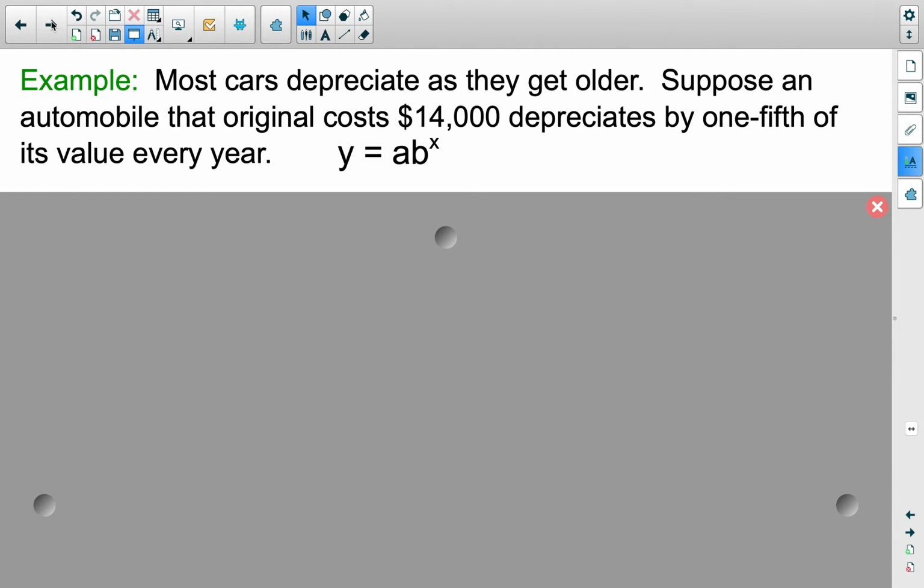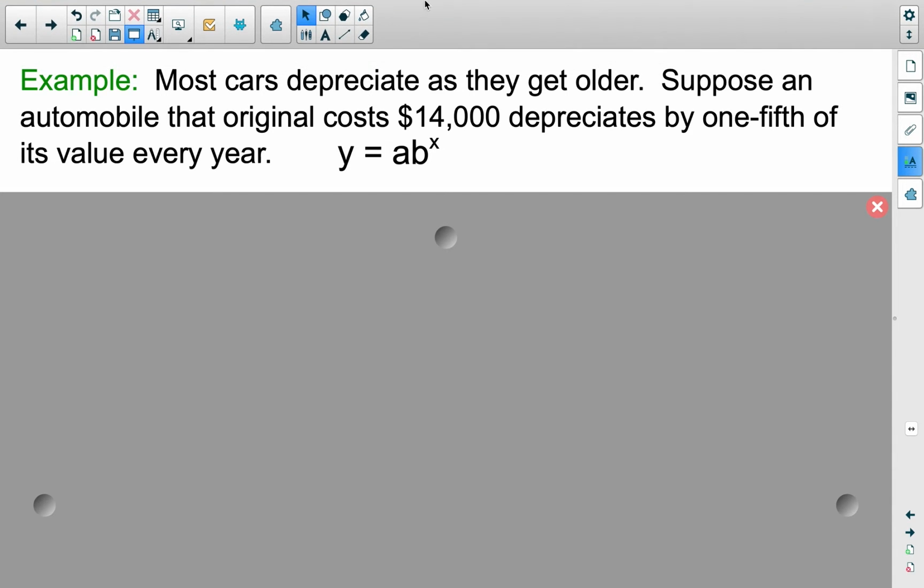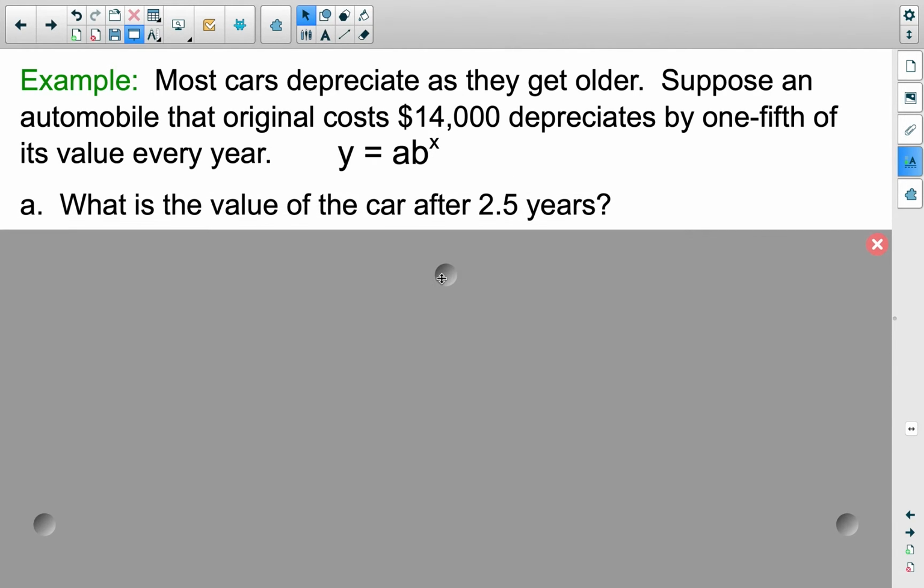So for example, you'll want your calculator for this one as well. Okay, most cars depreciate as they get older. And if you aren't familiar with the word depreciate, that just means that it goes down. Suppose an automobile originally cost $14,000 and it depreciates by 1/5 of its value every year. Okay, and I'm going to ask, what is the value after 2.5 years?